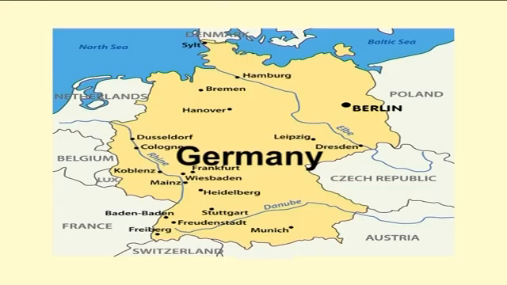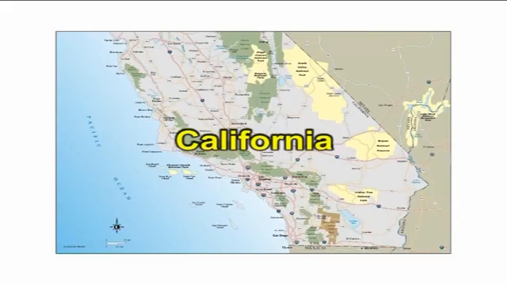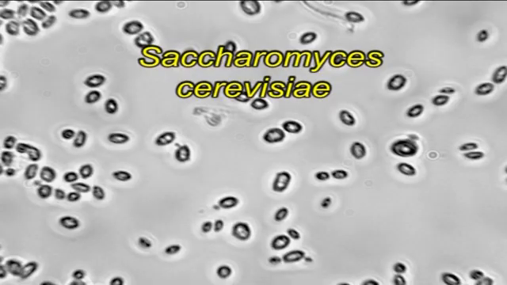Weiss beer of Germany made from wheat and steam beer of California, USA are both bottom fermented beers which are characterized by being highly effervescent. Second type of beer, that is top fermented beers. Top fermented beers are brewed with strains of Saccharomyces cerevisiae.